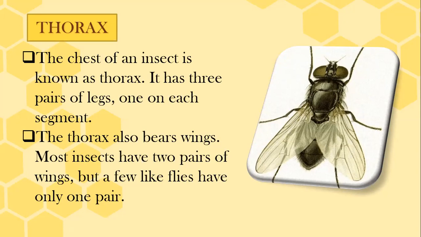The thorax also bears wings. Most insects have two pairs of wings, but the common housefly has only one pair of wings. So this was about the thorax. Now let's move on to the next part.